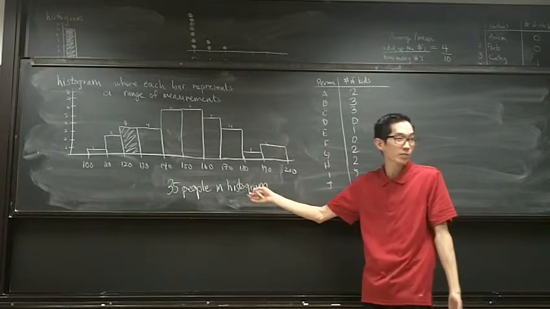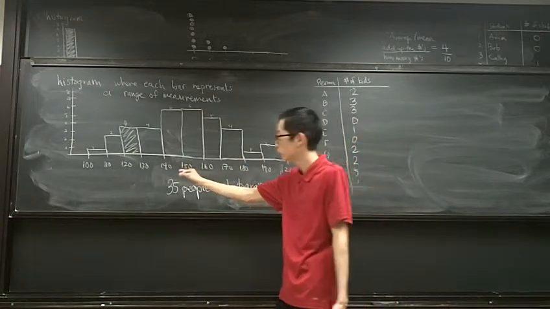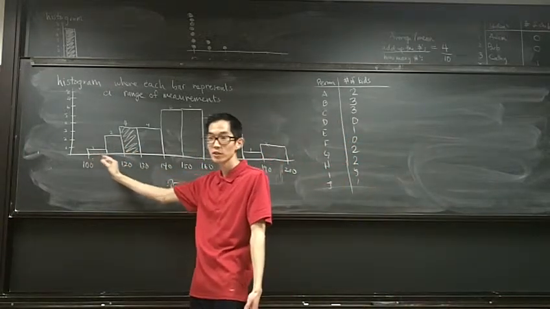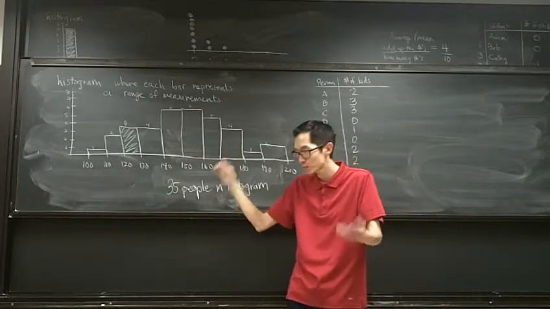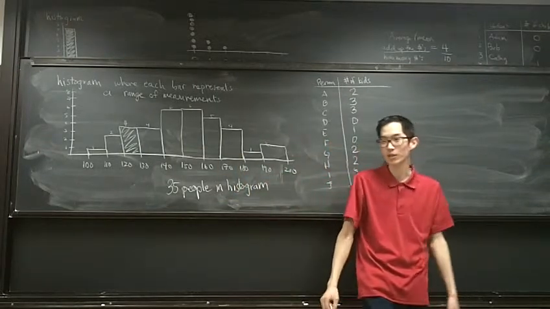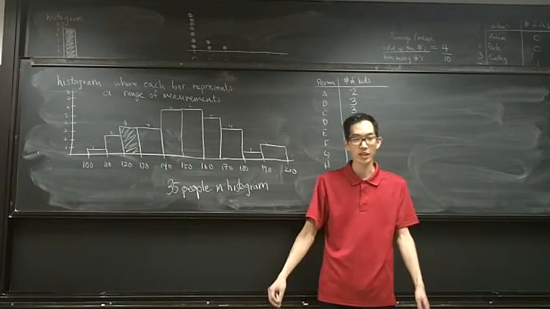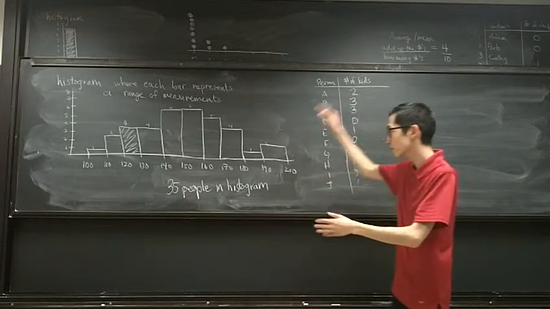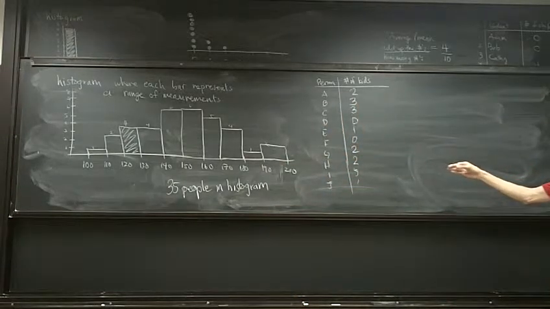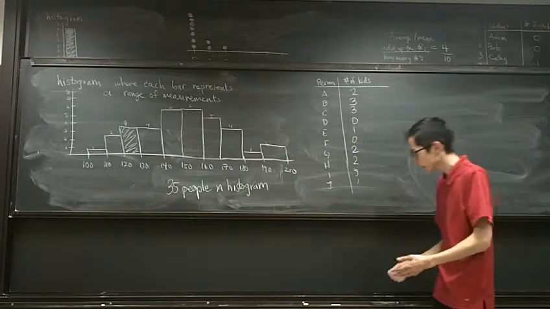Three divided by 35, right? I've got 3 people who weigh less than 120 pounds out of 35 people total, so I would say 3 divided by 35, and that would be like 8% or 9% way less than 120 pounds, okay? So this is a histogram for the weights of people, okay?